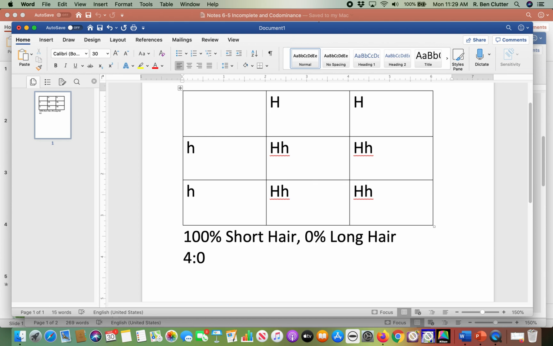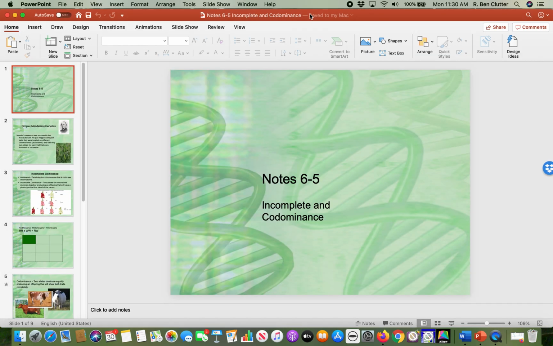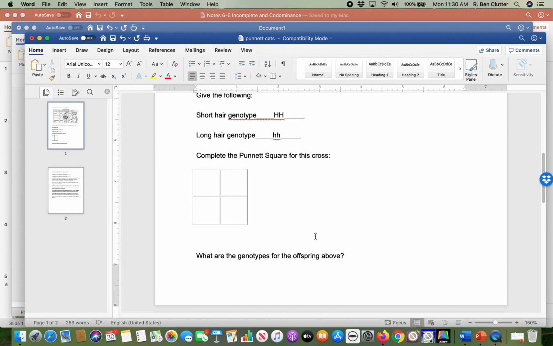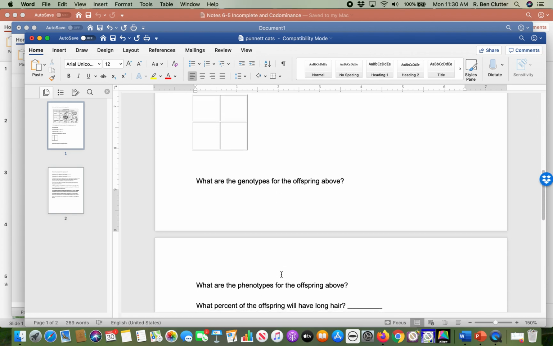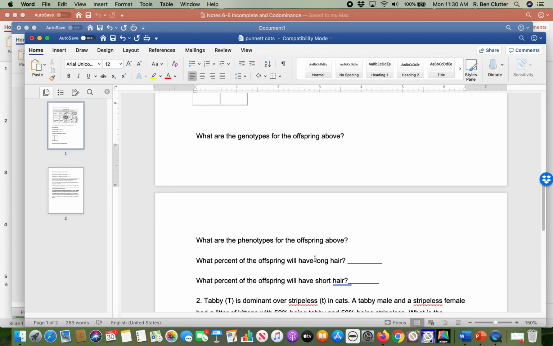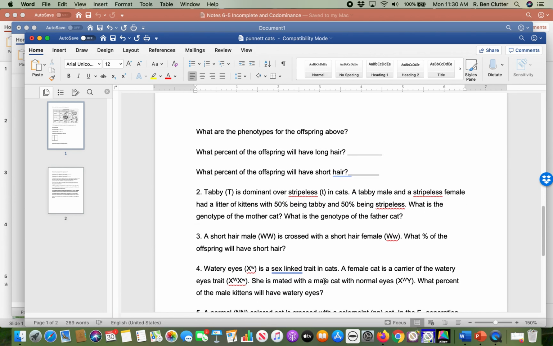All right. And so that is a 4 to 0 ratio, or you could simplify it as 1 to 0, short to long hair. And again, specify everything out because you don't want them to assume. You don't want to put 0 to 4 and then the assumption is that short goes first because that's dominant and then lose points that way. So show everything. Okay, so that's that problem. What are the genotypes for the offspring? We see from that Punnett square, capital H, lowercase h. What are the percentages? Again, I just covered that.